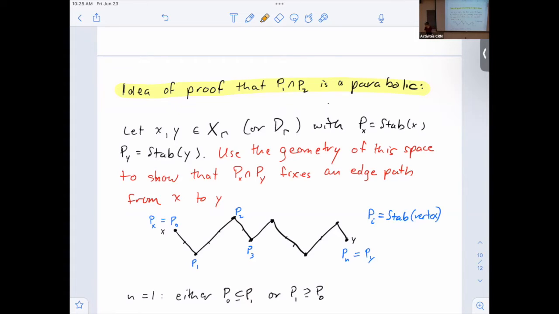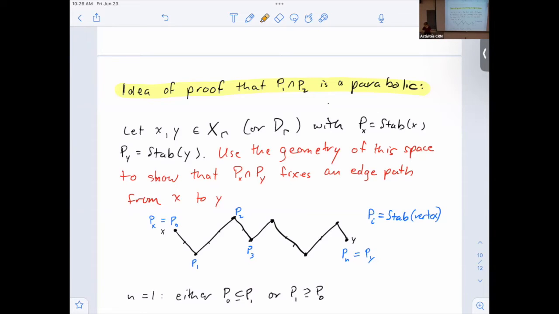So I've drawn a path. It goes down for a while, then it goes up for a while, down, up, okay? And I only care about these turning points, all right? So I labeled the turning points P0, P1, P2. Well, of course, I'm cheating here. What I'm labeling it with is the stabilizer subgroup, not the name of the vertex. I don't care about the name of the vertex. All I care about is what stabilizes it, okay? So I've labeled it with the stabilizer subgroups of those vertices.